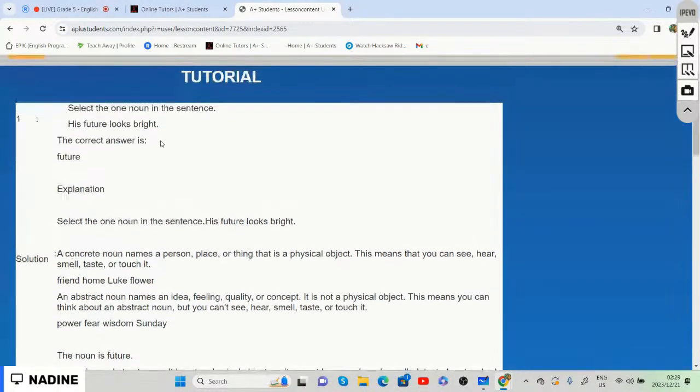All right, so now let's quickly go over to activities. It says select the one noun in the sentence. So we're going to select it whether it is a concrete noun or an abstract noun. We're going to select the noun within the sentence. His future looks bright. So we need to select the noun within that sentence.